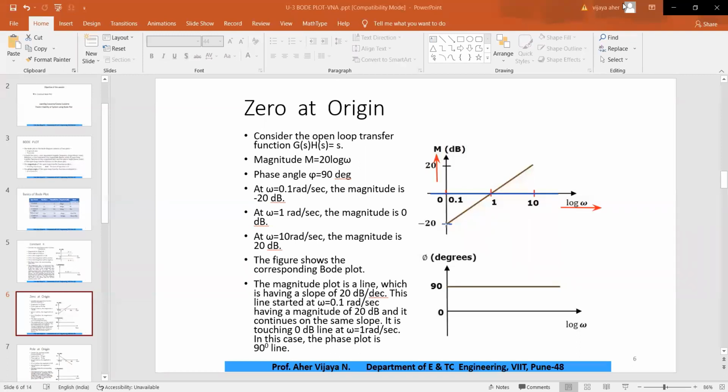Then next. Yes, are you with me, students? We are drawing the magnitude plot. So the magnitude plot is nothing but again a line, which has a slope of 20 dB per decade. This line starts from this point at omega is equal to 0.1 radian per second. So our magnitude plot starts with this line, with a slope of 20 dB.